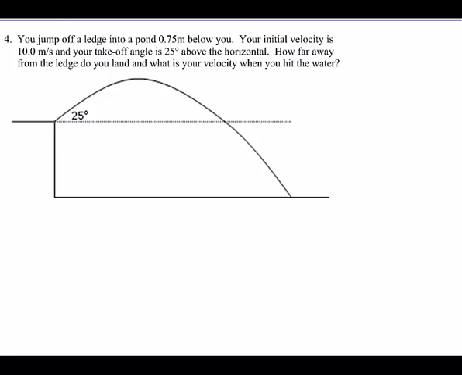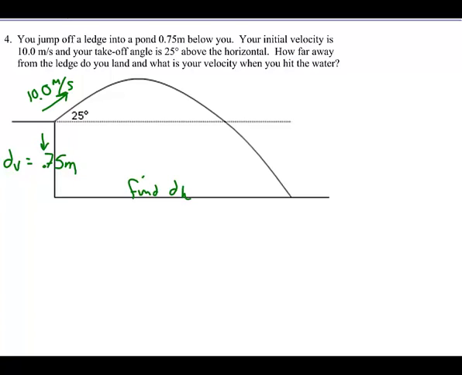For number 4, similar type of thing to number 3. It's just that our dV is not 0. Okay, dV for this problem is 0.75 meters. And it's acting down. Your initial velocity up is 10 meters per second. And we're looking for dH.